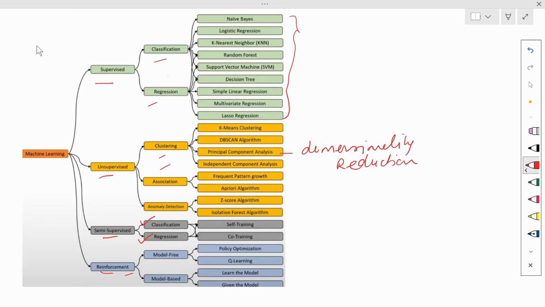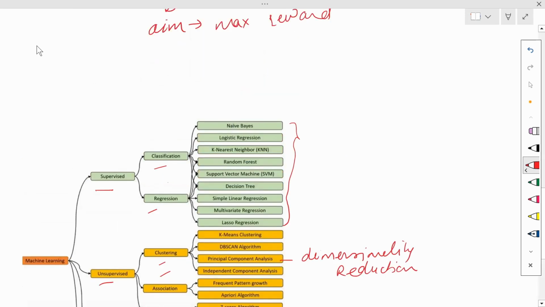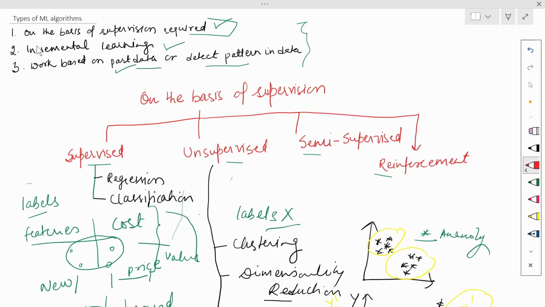That's all for this video. In the next video, we will be learning about these two categories of machine learning algorithms.